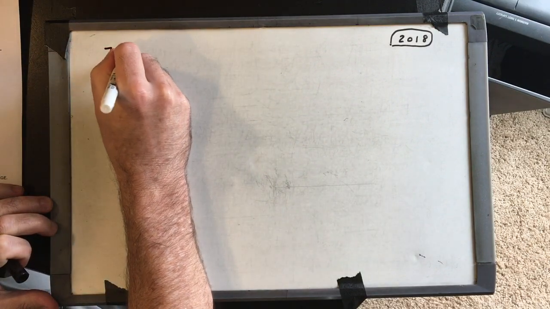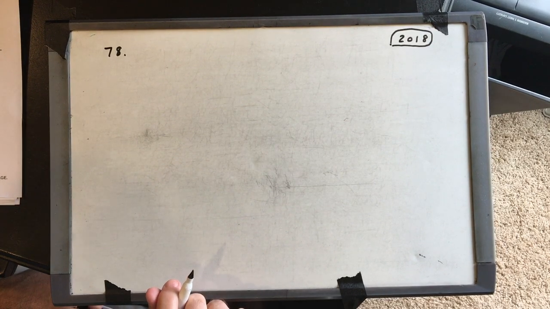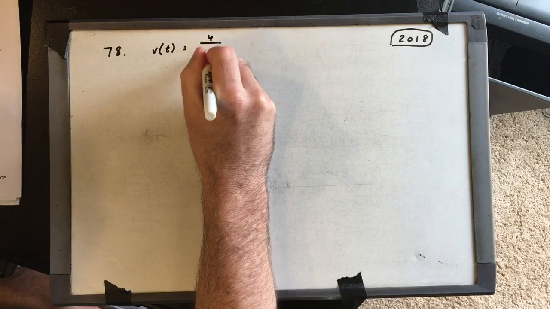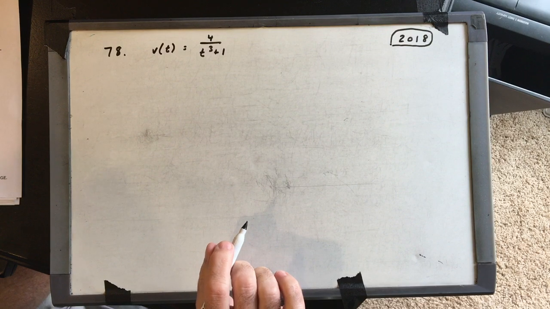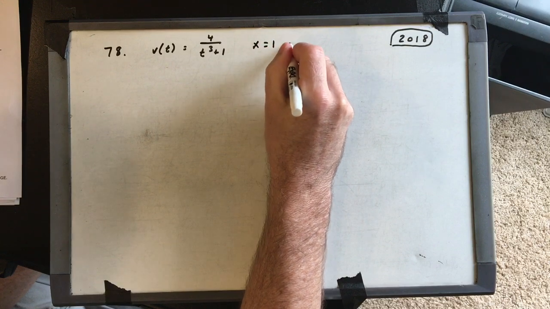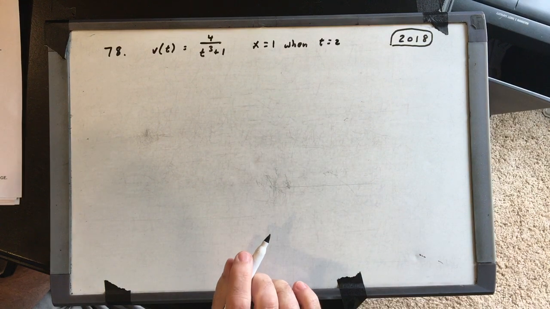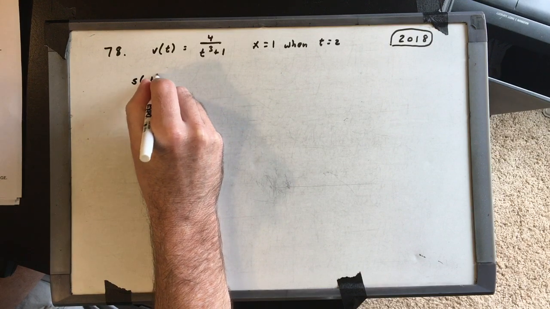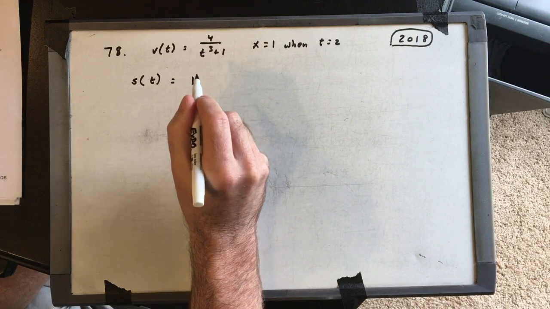It says a particle moves along the x-axis. The velocity of the particle at time t is given by v of t equals 4 over t cubed plus 1. If the position of the particle is x equals 1 when t is equal to 2, what is the position of the particle when t is equal to 4? Okay, so we need to get the position. We know that at time 2, the position is 1.